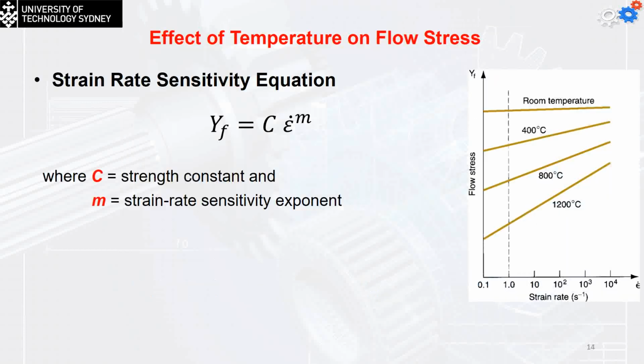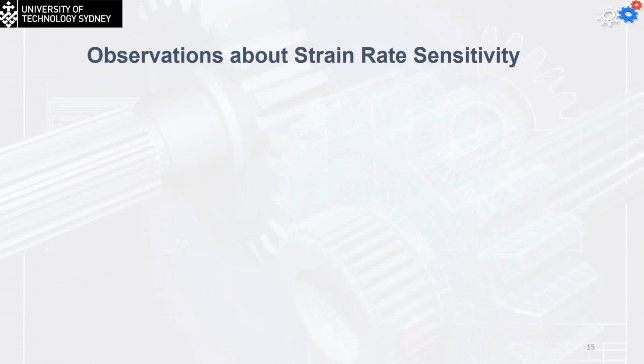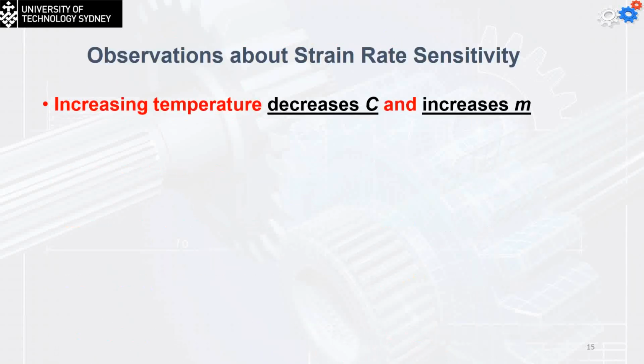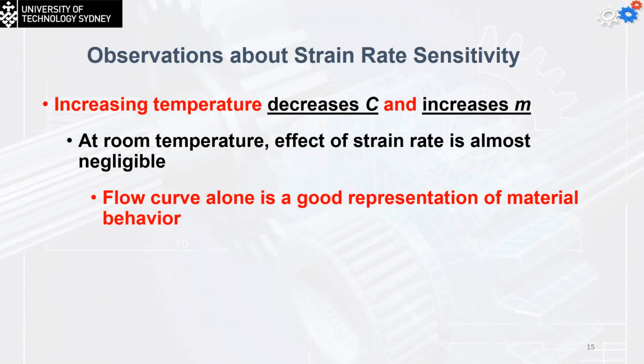Now, some observations about the strain rate sensitivity. Once again, we said that increasing the temperature will decrease the value of C and increase the m value. At room temperature, the effect of the strain rate is almost negligible, and the flow curve alone is going to be a good representation of the metal behavior. As temperature increases, strain rate becomes increasingly important in determining the flow stress value.